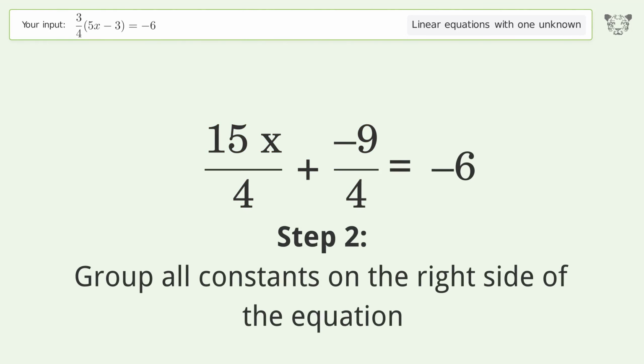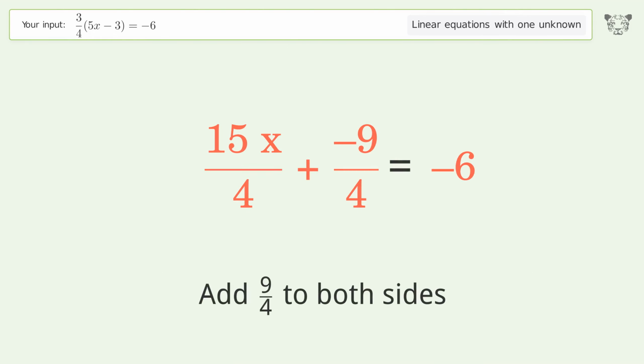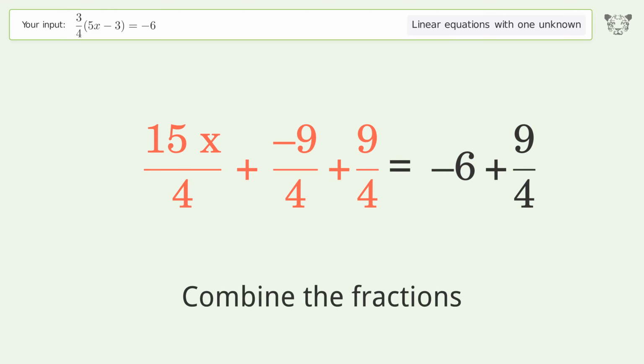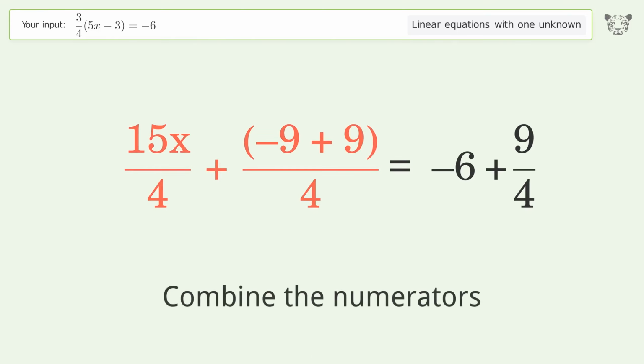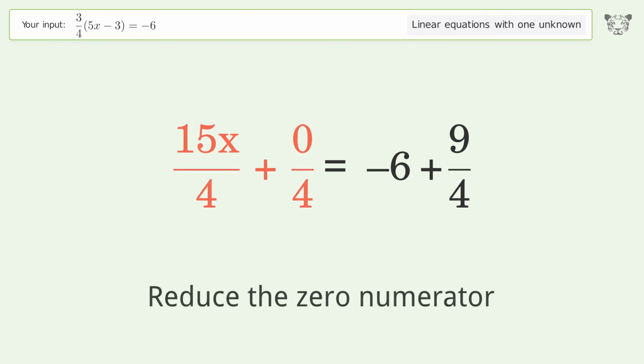Group all constants on the right side of the equation. Add 9/4 to both sides. Combine the fractions. Combine the numerators. Reduce the zero numerator.